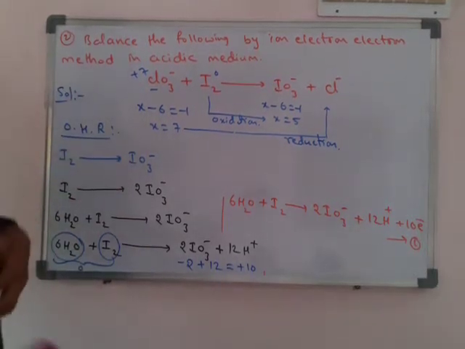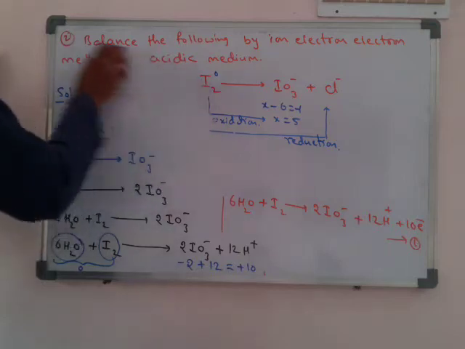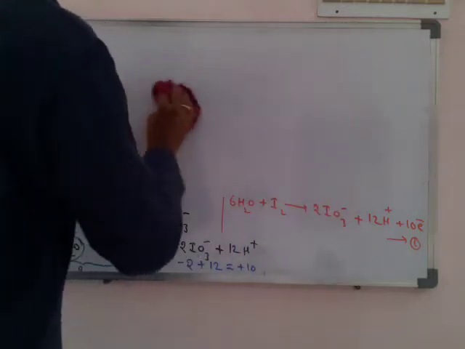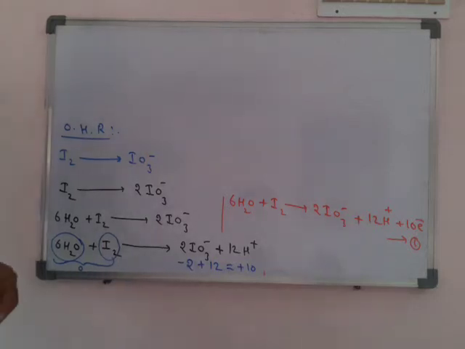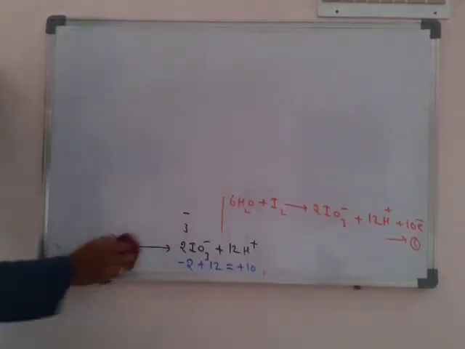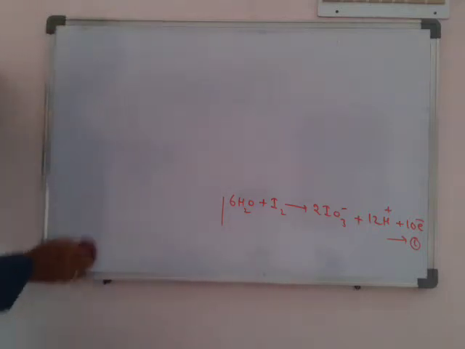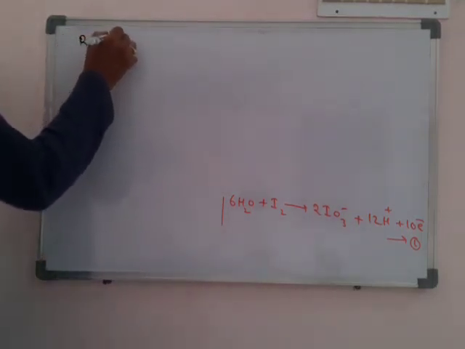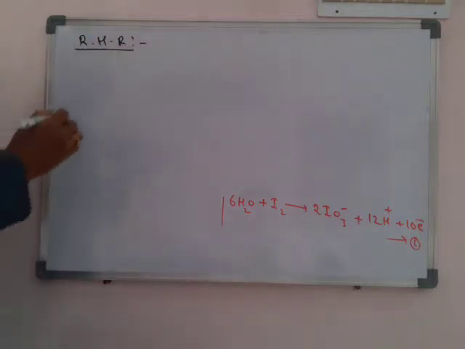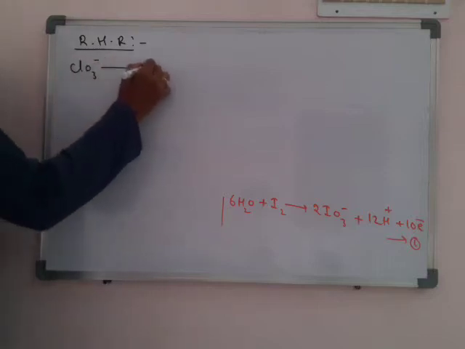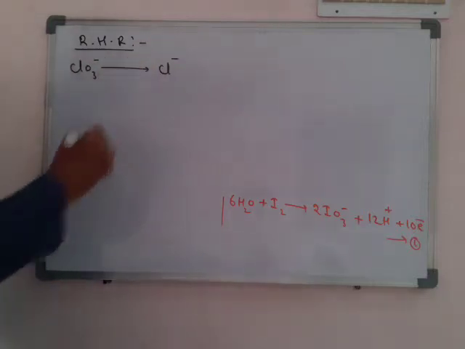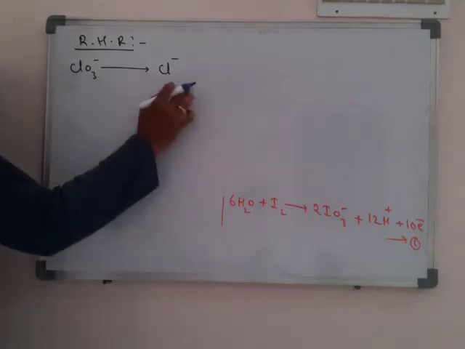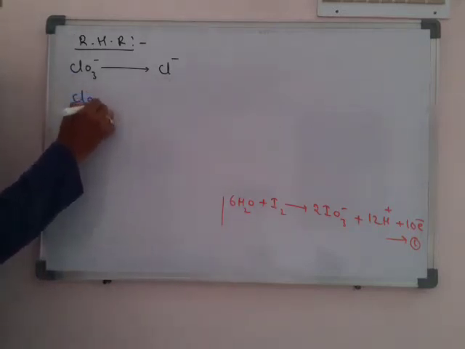Now balance the reduction half reaction. What was the reduction reaction? ClO3 minus becomes Cl minus. Balance it. 1 chlorine, 1 chlorine, no problem. Next oxygens: 3 oxygens on one side, none on the other. So add H2O on the oxygen-deficient side. Just follow the rules. Very simple.